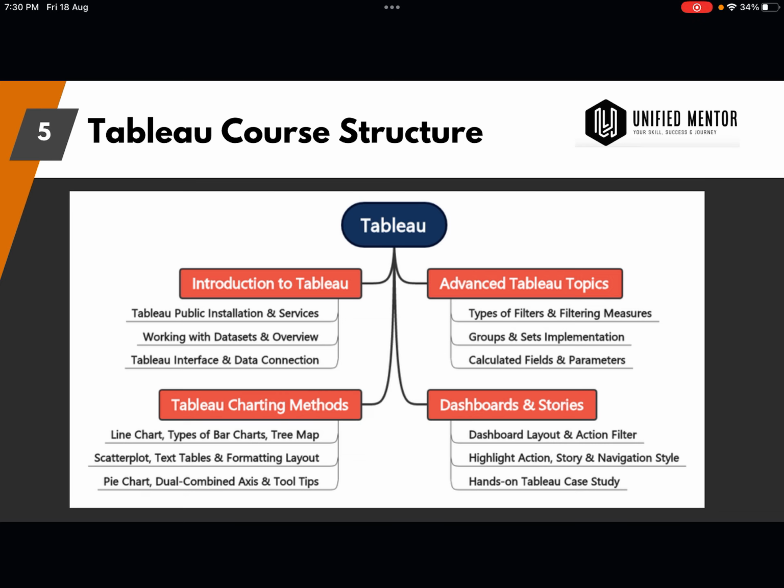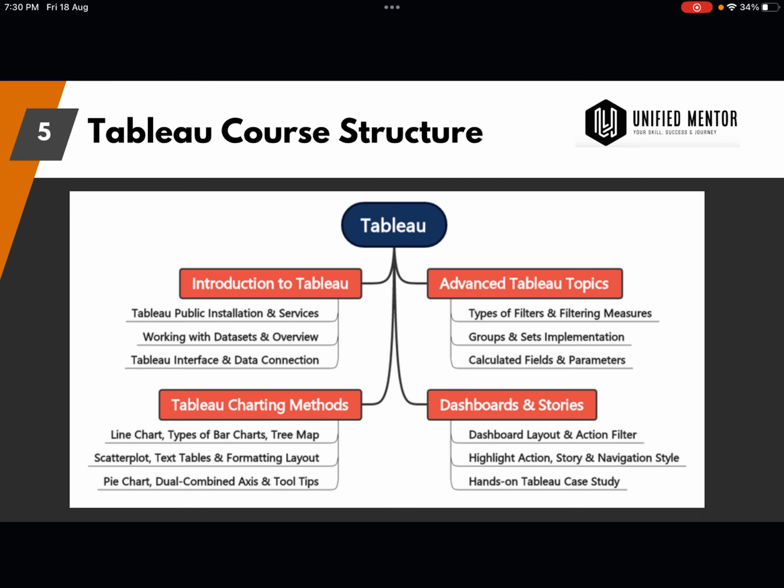Then we'll study the interface, how to connect data to the software, how to create charts. Some basic charts can be line charts, right? Then we have bar charts, tree maps, scatter plots, text tables, right? In terms of formatting, layouts, dual axis, and tooltips. So these are some Tableau-centric topics that we will study mainly.